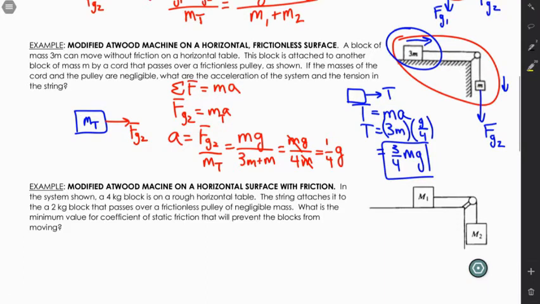Now, if you really wanted to check me and say that if you use the other one, you get the same answer, go for it. You would say Fg2 minus T equals Ma, and you would add and subtract. You end up with Mg minus 1/4 Mg. Mg is 4/4, so it's 4 minus 1/4, which is 3/4. So 3/4 the weight would be the tension in the string. Okay, everybody got that?